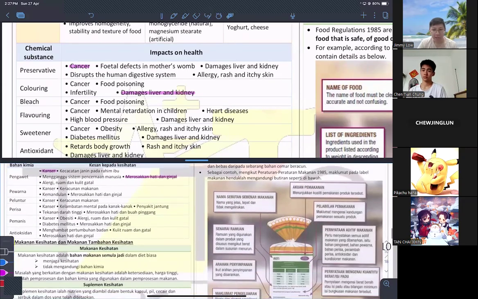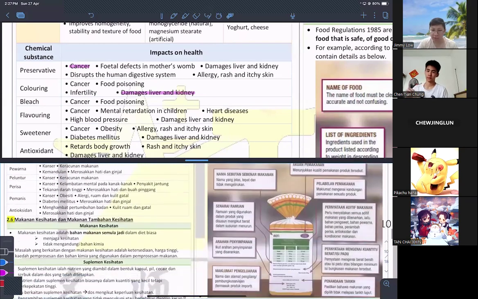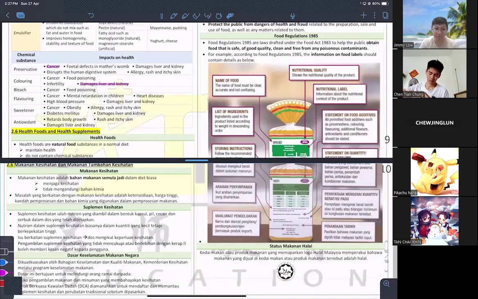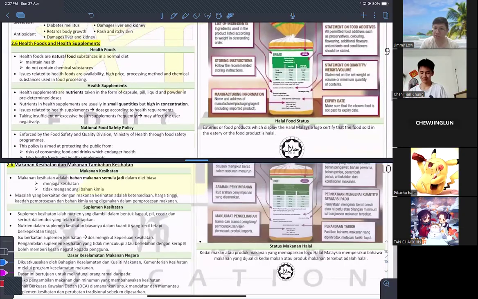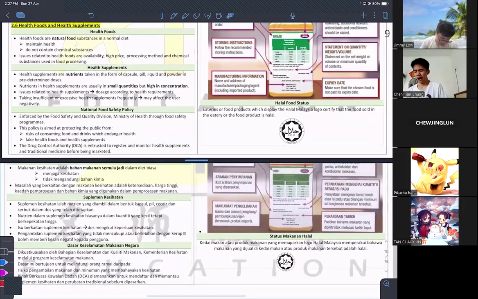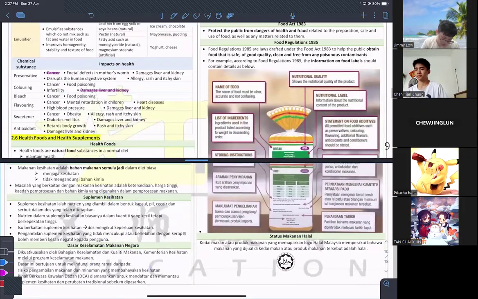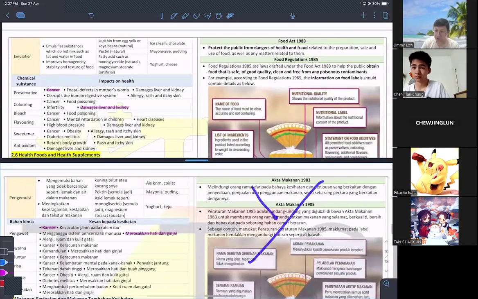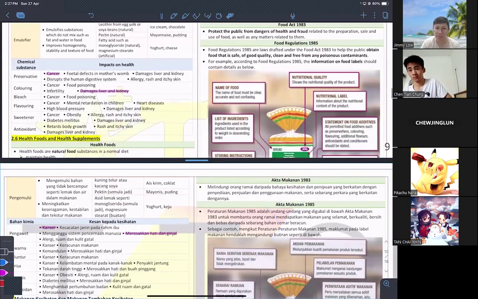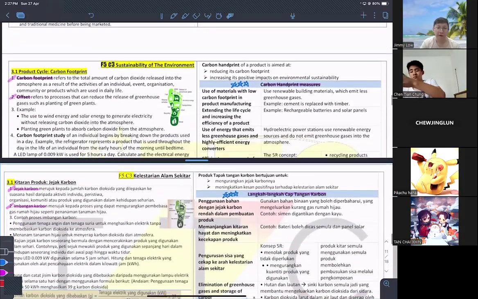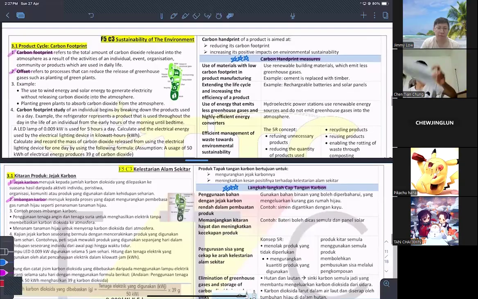Then this chapter is actually quite friendly, because even though the content is a lot, the useless stuff is also a lot. The rest of 2.6, skip all of them. Health food, supplement, don't need. Just cross all of them. Don't need. They won't ask you about the food act stuff. You are not learning the law. We are learning about science. Just go through.